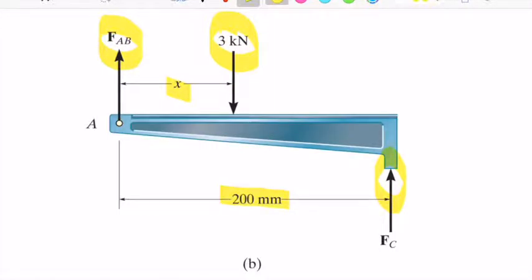So this is basically the free body diagram of the system, and in order to solve this problem, we need to find the internal loading at point A and point C, which means FAB and also FC. And in order to solve for that, we need to use the equations of equilibrium. So let's go ahead and do that.